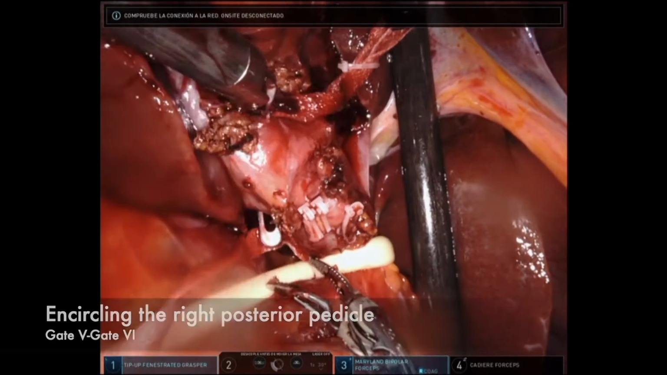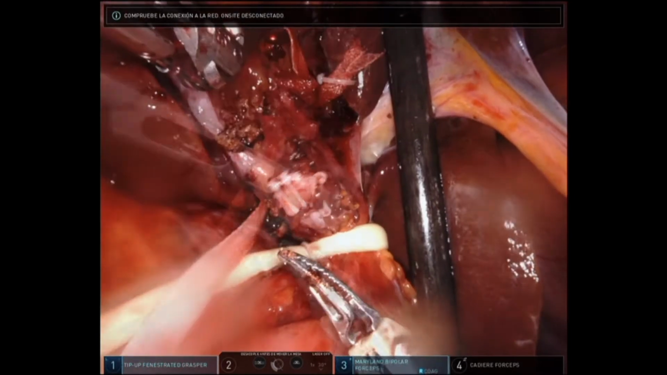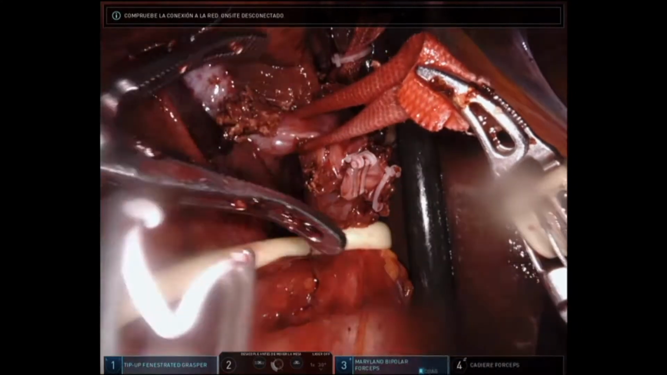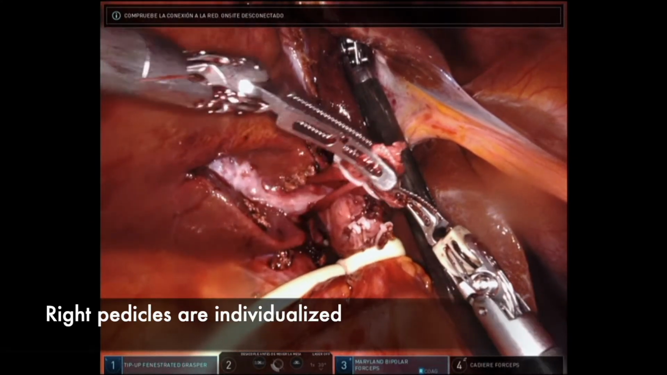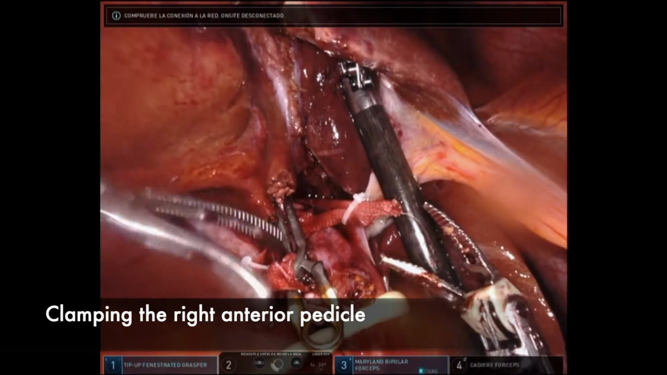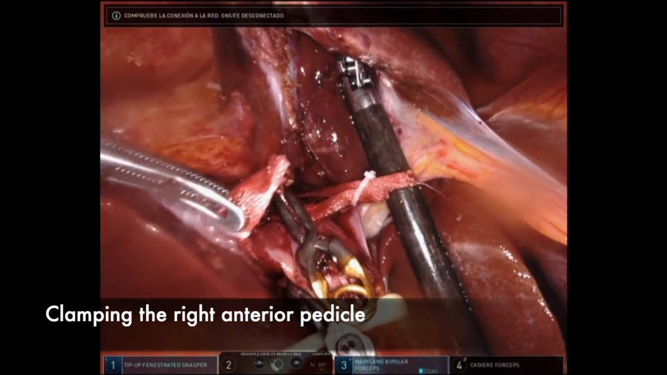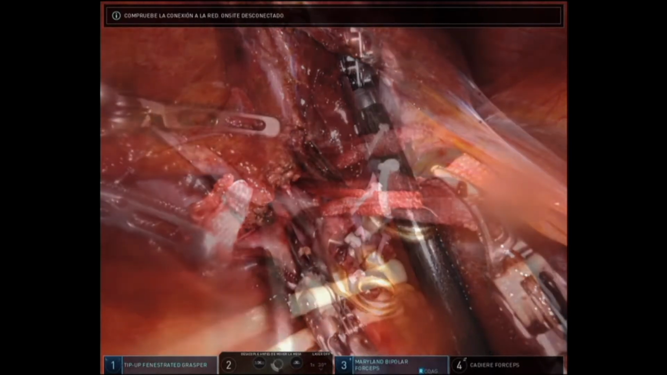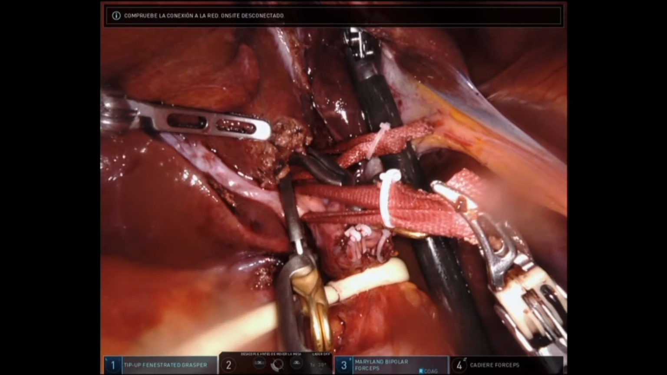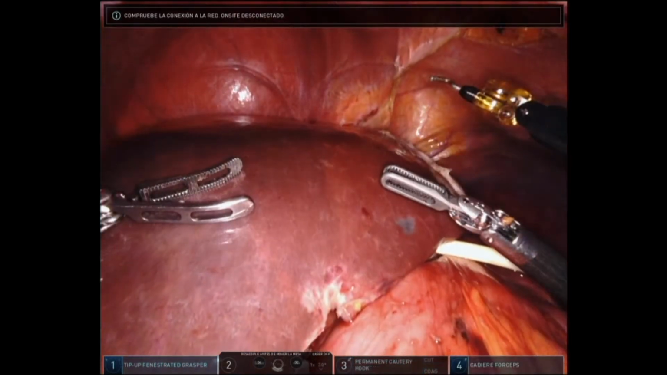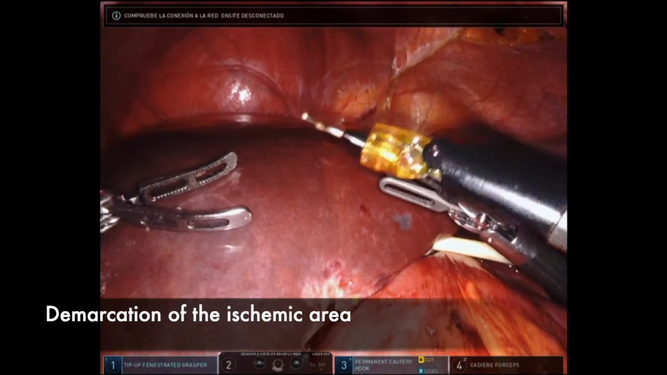Subsequently, the right posterior hilar pedicle with its corresponding gates is identified and it is also surrounded with a tape and subsequent clamping. The demarcation of the ischemic line is visualized.